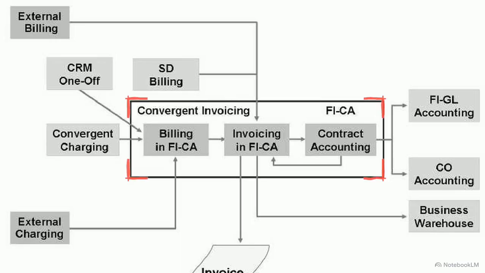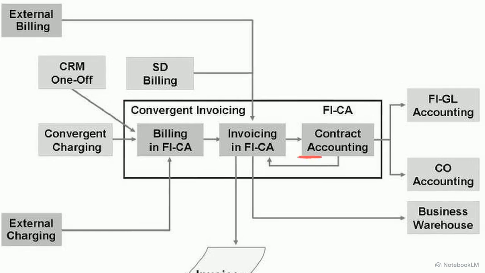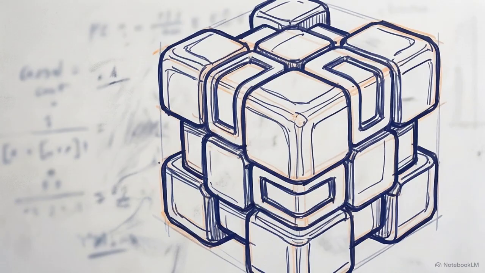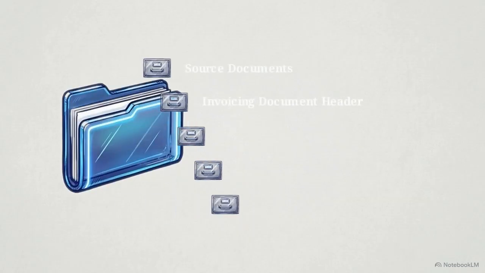This diagram shows the exact position of convergent invoicing. It sits directly between multiple billing streams on the left and the FICA subledger on the right. Here, the CI component immediately outputs to contract accounting and ultimately the general ledger. Managing this high-volume integration requires a modular internal structure. To handle these disparate inputs and outputs, the CI document is strictly compartmentalized into 5 distinct elements.